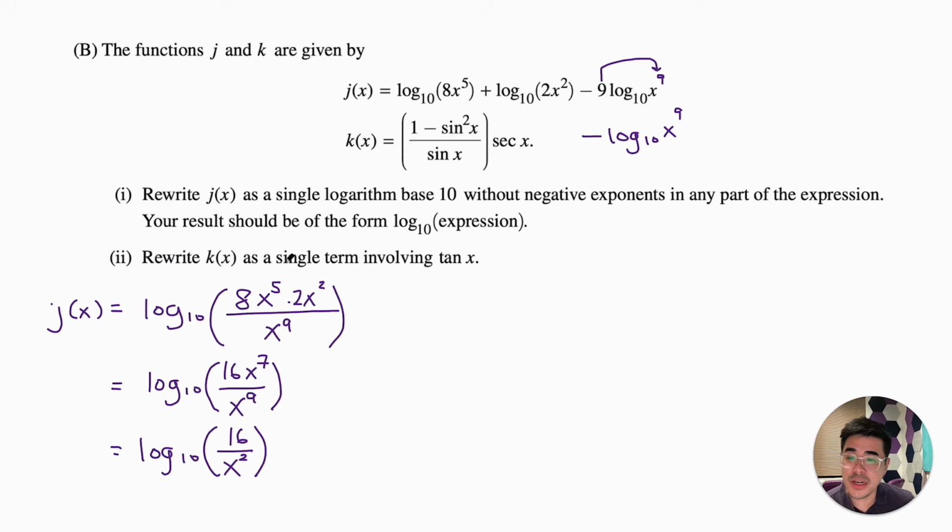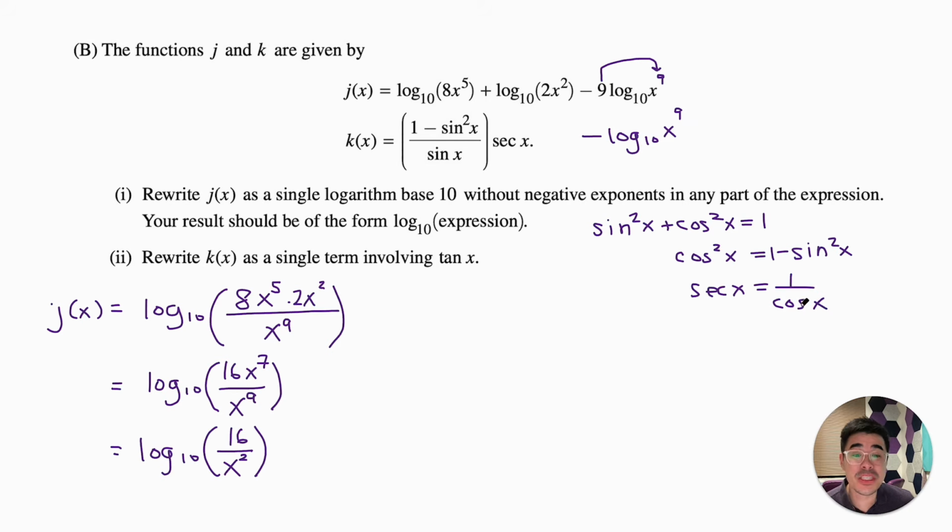Part 2 says rewrite k as a single term involving tangent of x. So then we've got to remember our Pythagorean identity first. So remember that sine squared plus cosine squared is equal to 1. So then if we were to rewrite it, we would get cosine squared of x is equal to 1 minus sine squared of x. So that helps us a little bit. And then also remember that secant can be rewritten as 1 over cosine of x. Secant is the reciprocal of cosine, not sine, right?